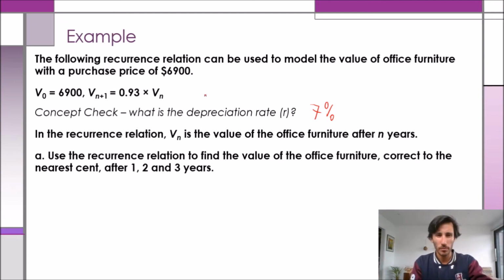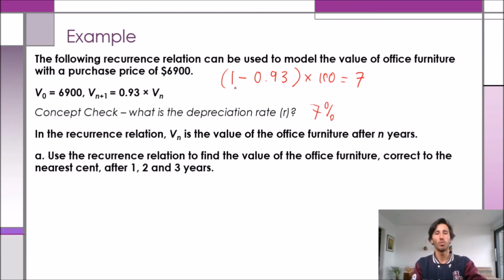Now, how do I figure that out? Well, I can do this as well. I can do 1 minus 0.93 and then times that all by 100, and that will give me 7. That'll also tell you what the depreciation rate is. But whatever way you do it, make sure that it works and then keep using that way. You don't have to use anyone's way. Do it your way as long as it works.